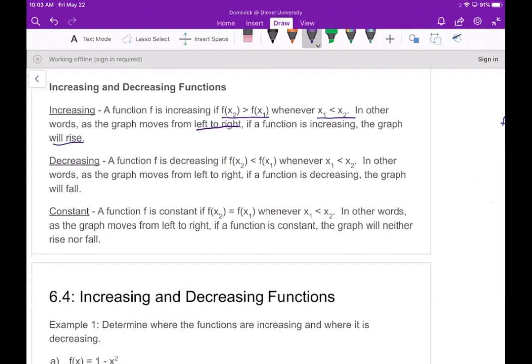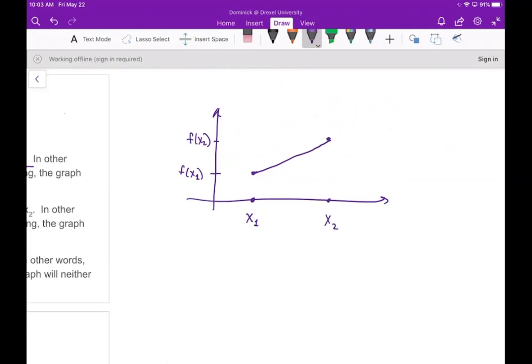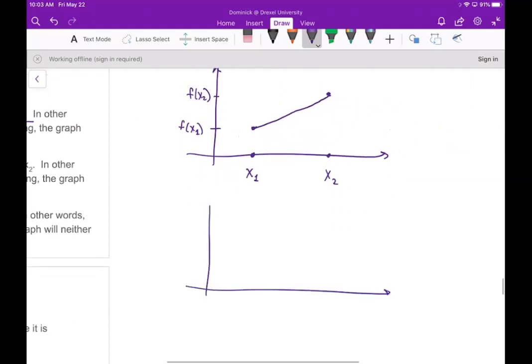Similarly, we say that a function is decreasing if f of x2 is less than f of x1. Usually we think of it as if we move from left to right, it's decreasing if the graph falls or goes down. So that case would look something like this. Here's x1, here's x2, but this time f of x1 is bigger. Again, this is what happens when you plug in x1 and x2 into f, and you see that you're going to fall.